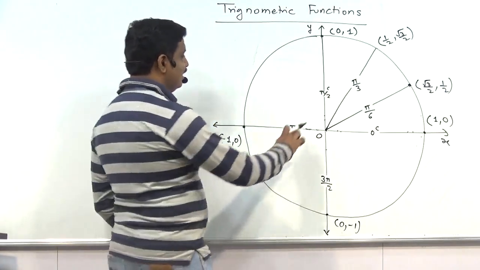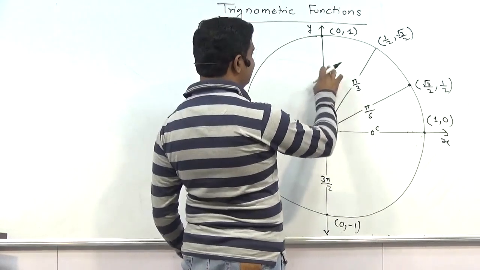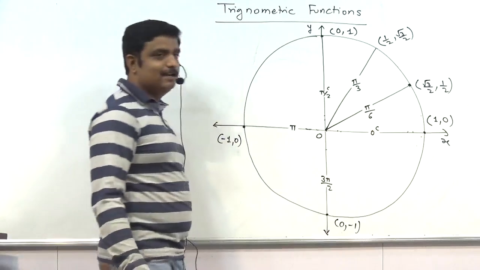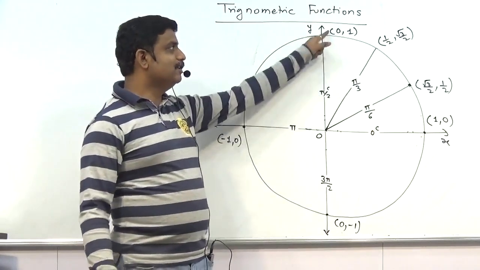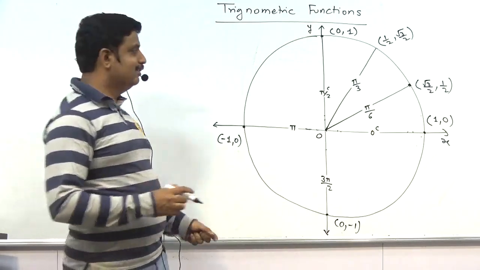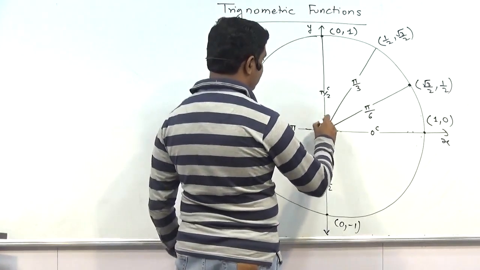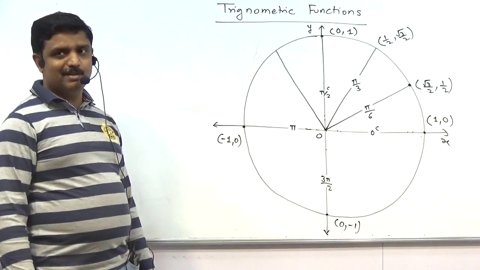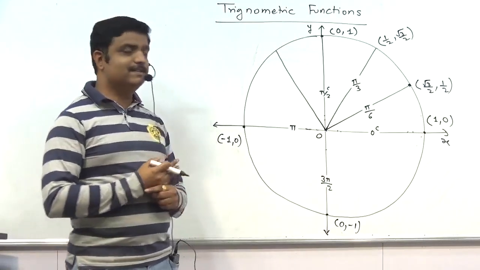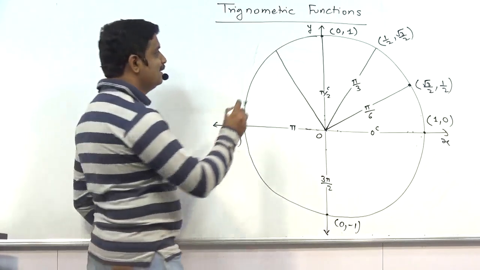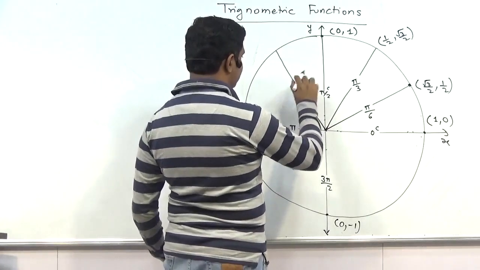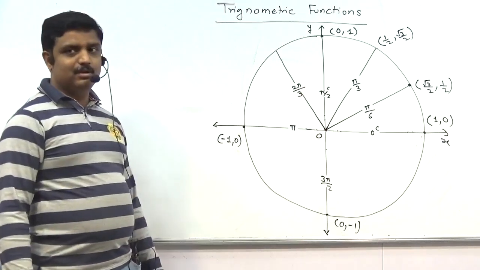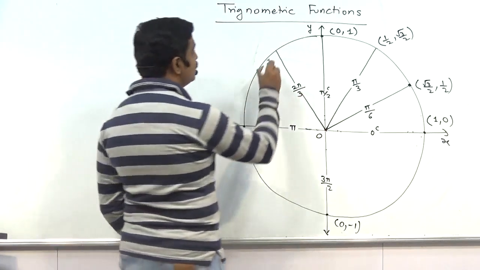Next is 120 degree. Next is 90. Actually pi by 6, 2 pi by 6, 3 pi by 6. 3 pi by 6 means what? Pi by 2, which we have already written. Next is 4 pi by 6, 120 degree. Pi by 6 is 30. 4 times 30 means 120. 4 pi by 6, or it can also be written as 2 pi by 3. Correct? What will be the coordinates of this point?